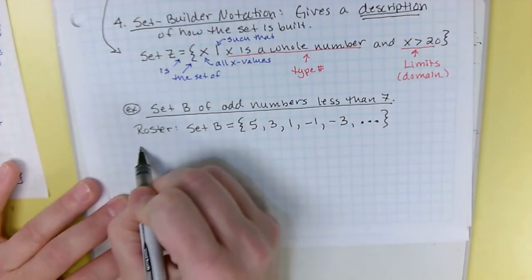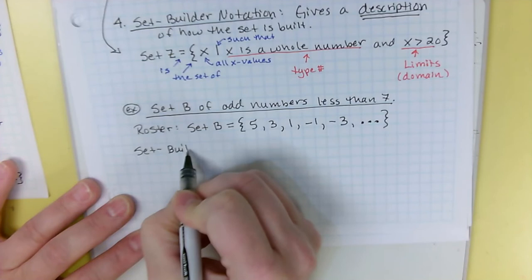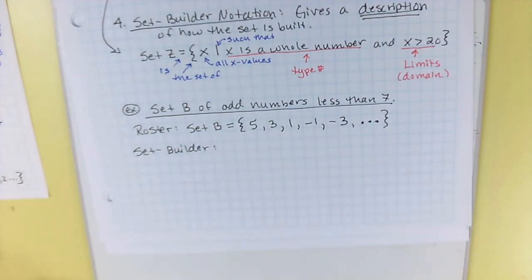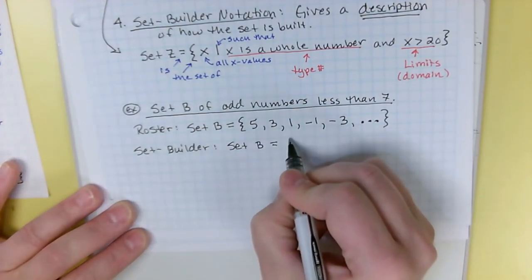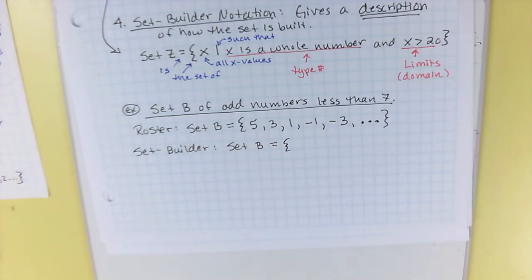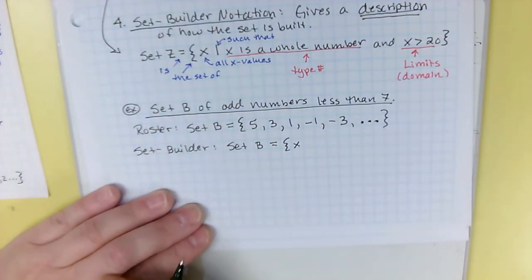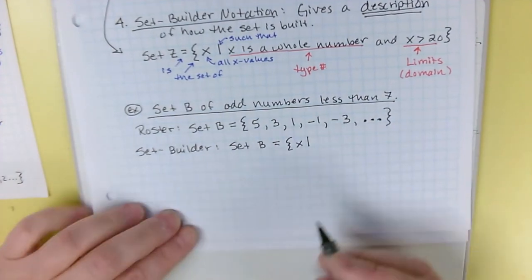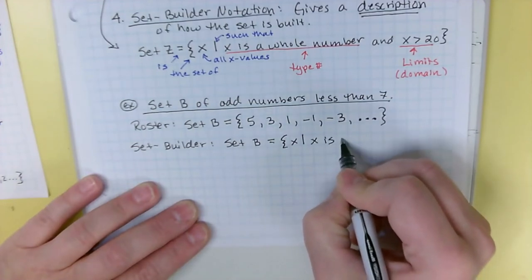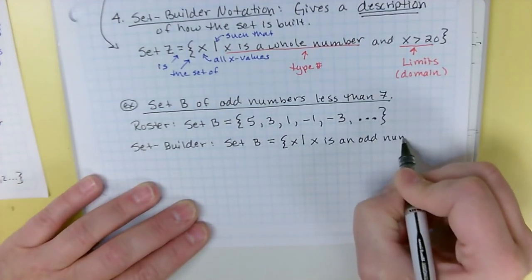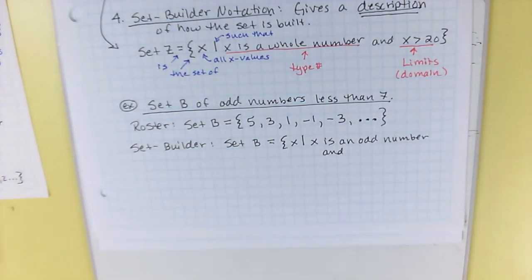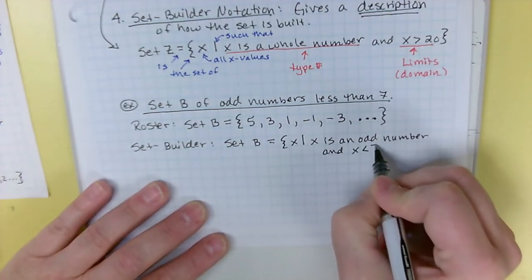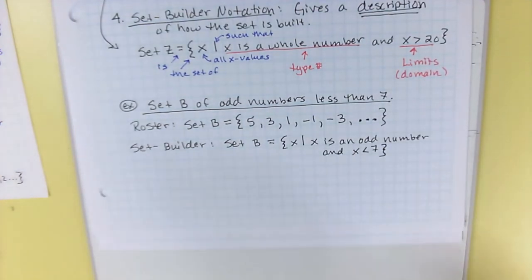All right, we're going to describe the same set using set builder notation, which starts the same. Set B equals, and then a brace. Now in set builder, you put an X, then a such that bar, and then you start with the description. X is an odd number, so that's what goes first. X is an odd number. And here's where we put the limits on it. X is less than 7, so we just say and X less than 7, and end with a brace.